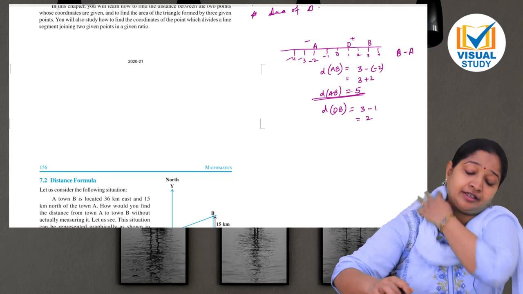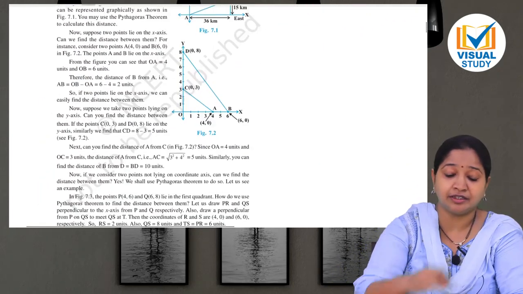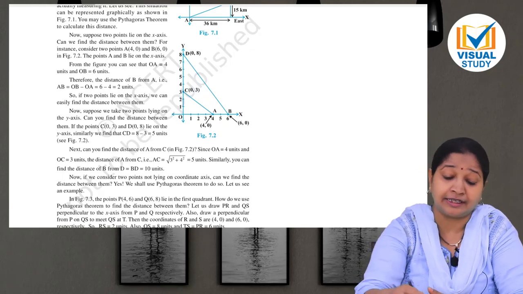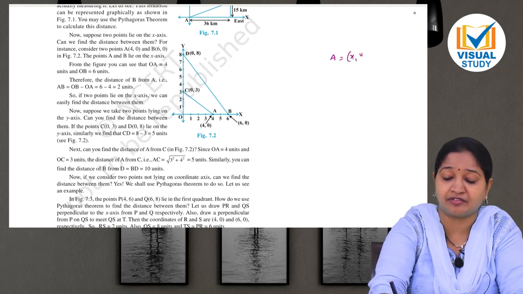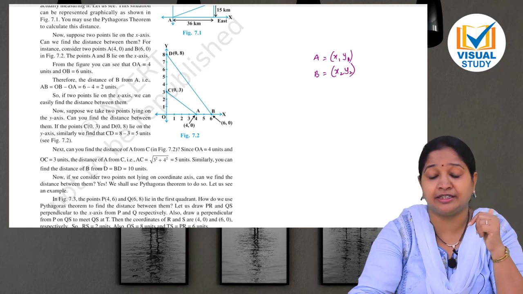In the same way, if we have to find out the distance between points in the Cartesian system, that means we have some point A equal to x1, y1, and some point B equal to x2, y2.